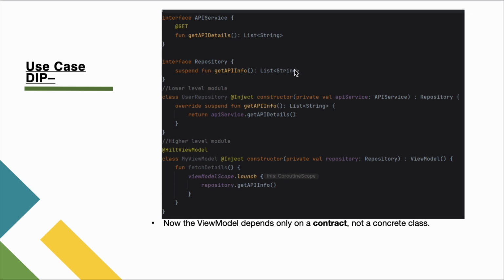So if I want to add any new functionality, or instead of get API details I want to call another function and pass certain more details, I can do that directly in the concrete class. But it will not impact my view model class, because my view model class is basically depending on the interface, right? It's not depending on the lower level module. So that's what the DIP stands for.